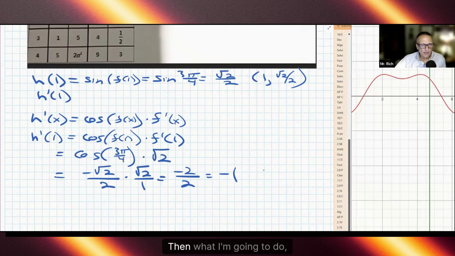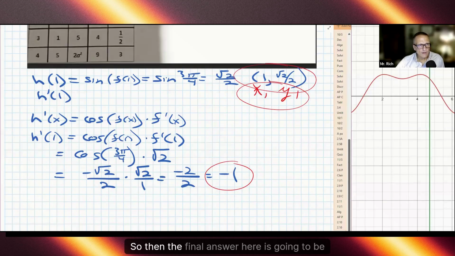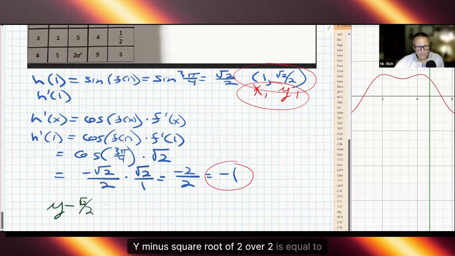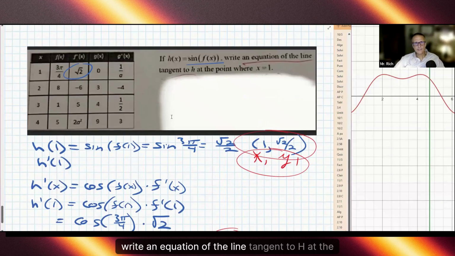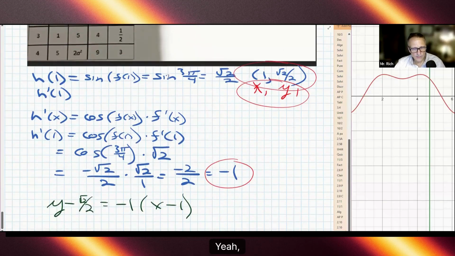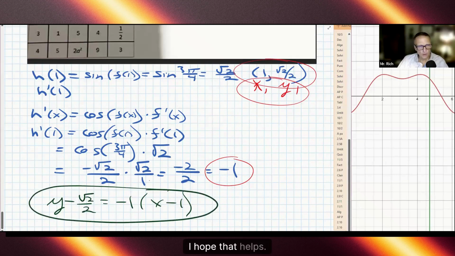I don't think so. Then I have everything I need. Over here in my point slope form, there's my x1, there's my y1. That's what we call the point of tangency, this right here. And this is my slope of the tangent line. So the final answer here is going to be y minus square root of 2 over 2 is equal to negative 1 times x minus 1. I think that's what it was asking for, right? It was write an equation of the line tangent to h at the point where x is 1. Yeah, that's what I'm going with there. And you don't have to put that into slope intercept form. You can leave it just as is. I hope that helps, Taylor.